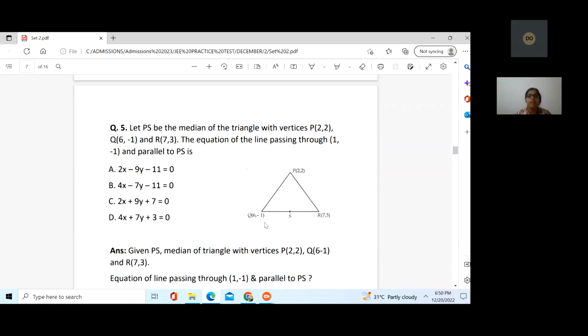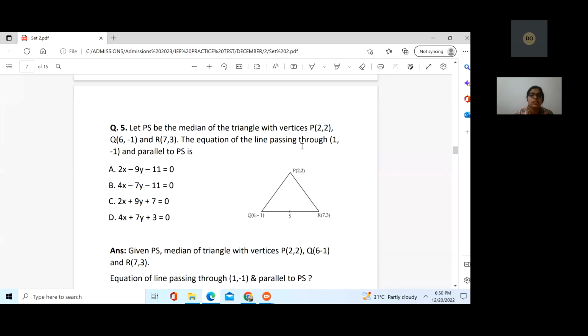Let PS be the median of the triangle with vertices P, Q, and R. All the coordinates are given. P is (2, 2), Q is (6, -1), and R is (7, 6). The equation of the line passing through (1, -1) and parallel to PS is asked.